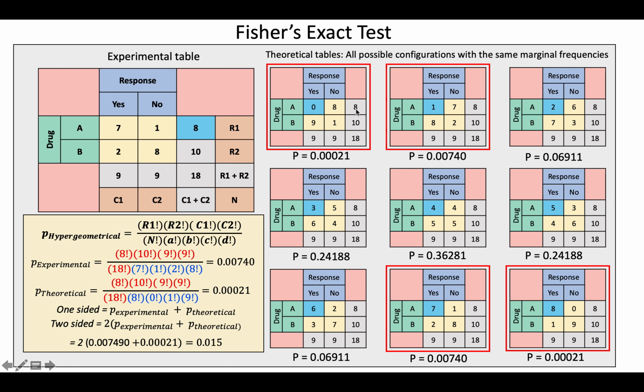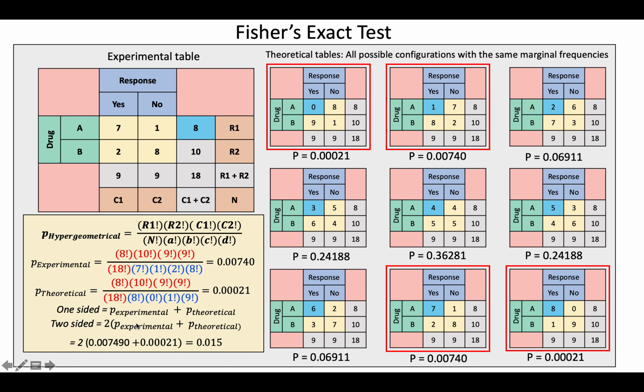So you can see here 8, 10, 9, and 9. So it works out to be 0.00021. So for the one-sided p-value for the Fisher's exact test is going to be exactly the sum of the p of the experimental plus the p of the theoretical, which is obtained from this table.